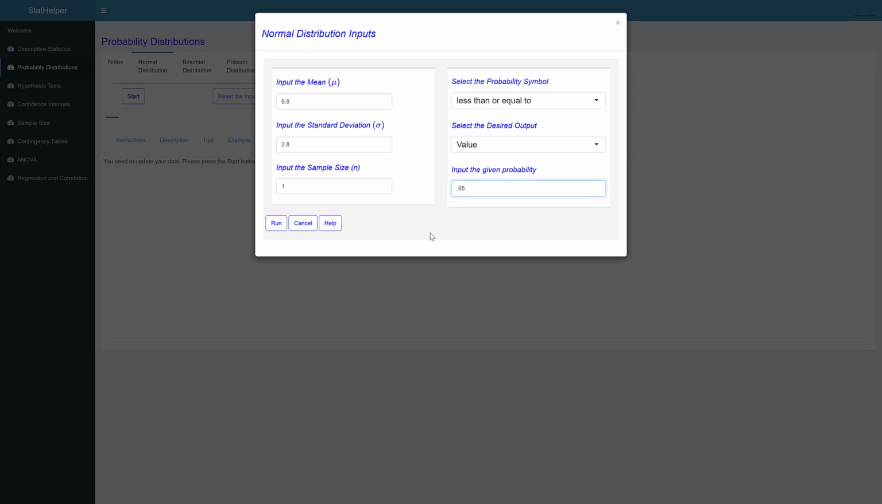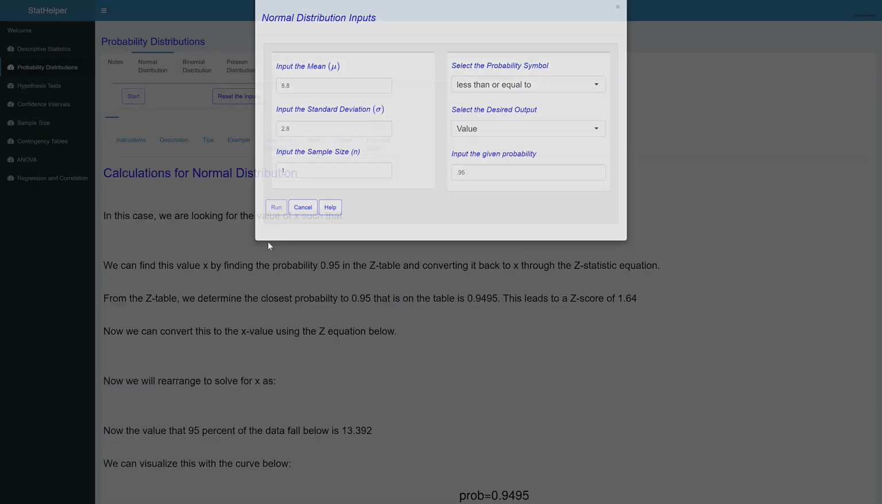Notice one other thing about this is when you input the given probability, you don't want to input it as a whole number. You want to input it as a decimal. That's why you see it as 0.95 here. Okay. So take a look. Make sure you understand what's going on. If need be, pause the video, but let's take a look at the result.